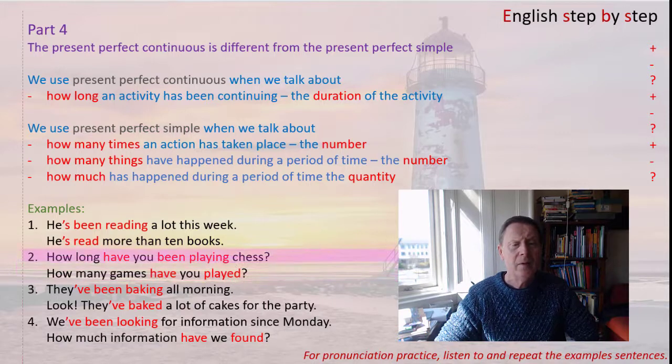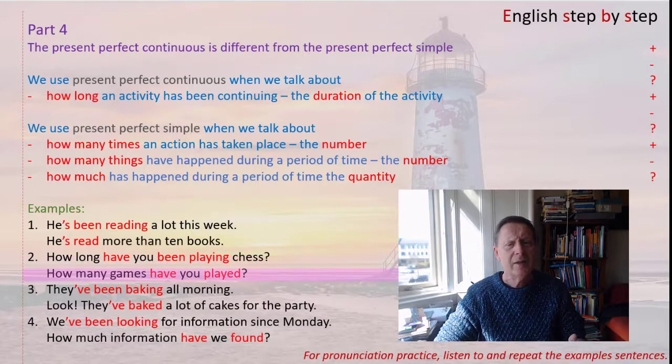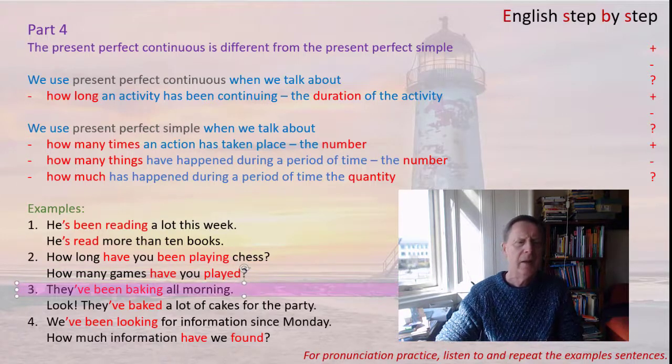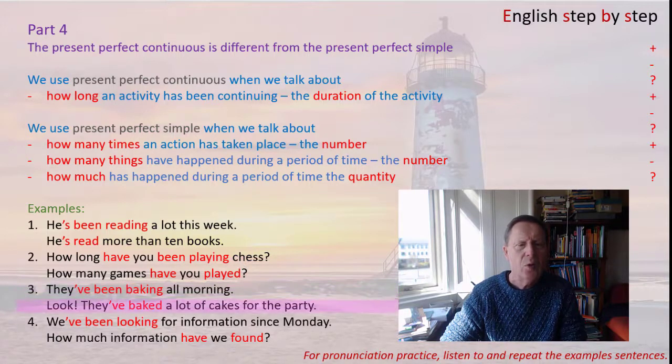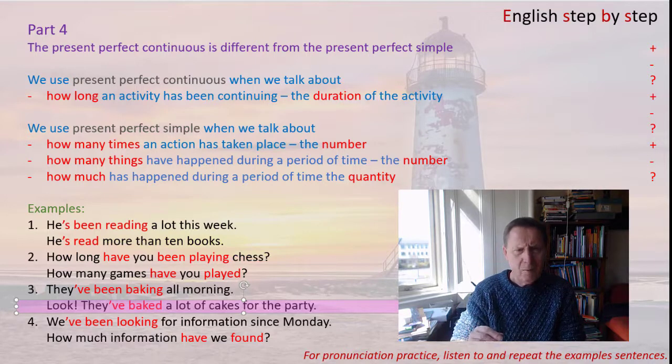So for the first one, the important information is the period of time. In the second sentence, the most important information is the number of games. Number 3, they've been baking all morning. Again, the period of time is important. Look, they've baked a lot of cakes. The important information is the number of cakes.